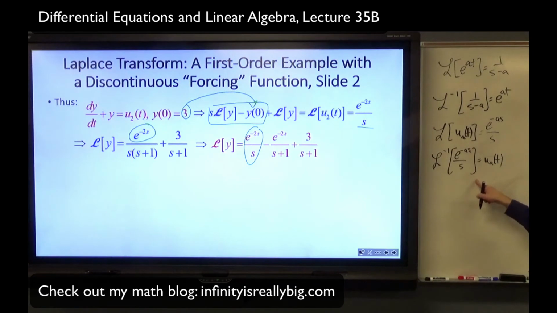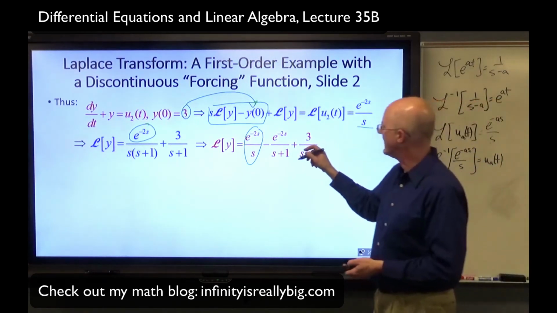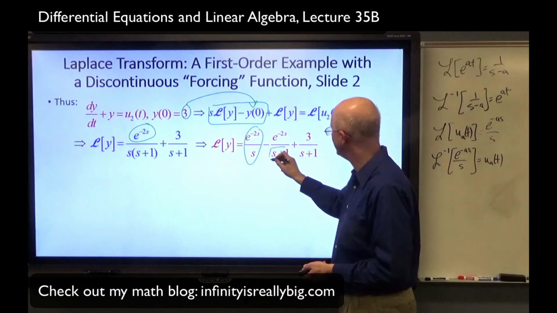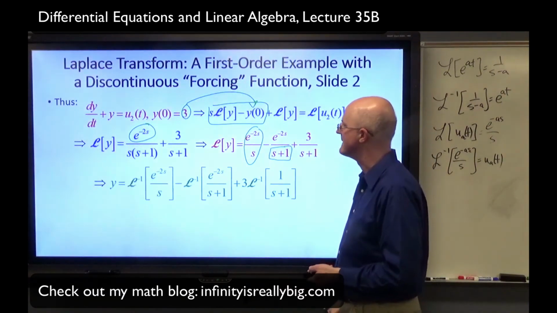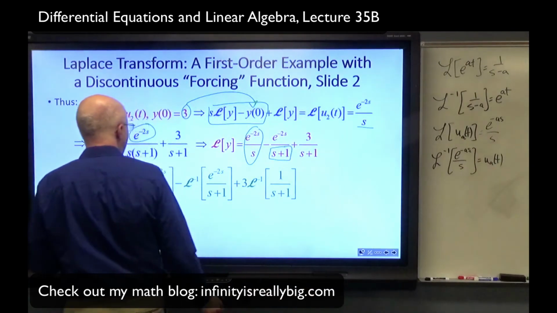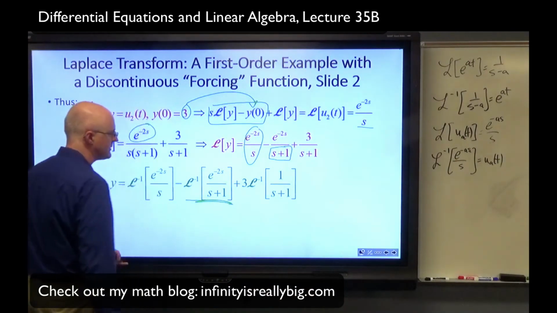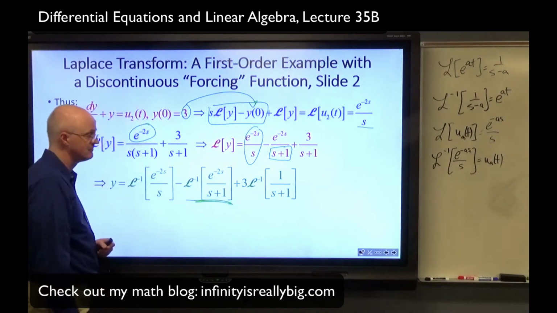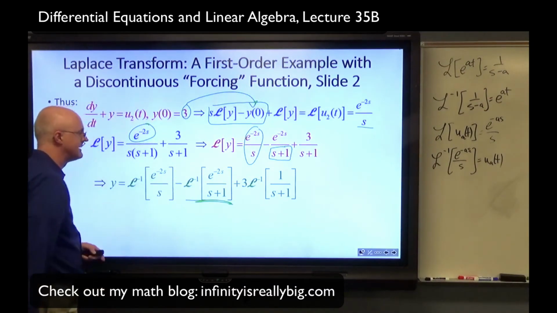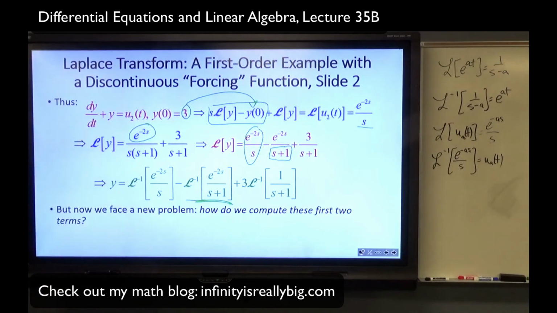I can use that. Its inverse Laplace transform would be u2 of t. But this one is a problem because we don't have a plain s down there, we have an s plus 1. I could write this, but how do we do that one? This is the hard one right there. These two, we know. How do you do that? We need a new property. How to compute these first two terms.